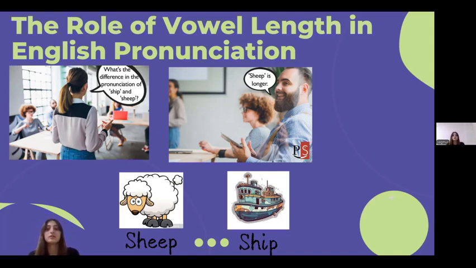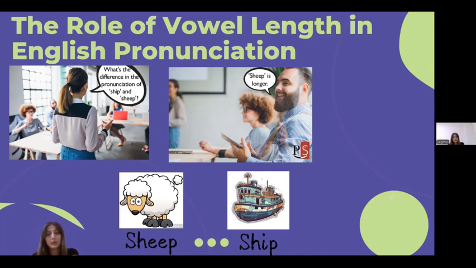If you pronounce the sheep, that's this second one. If you pronounce this sheep, the people you communicate with can misunderstand you. So for better communication, the difference between long and short vowels is important. It not only impacts clarity, but can also lead to misunderstanding in conversation. So you have to know it for better communication.